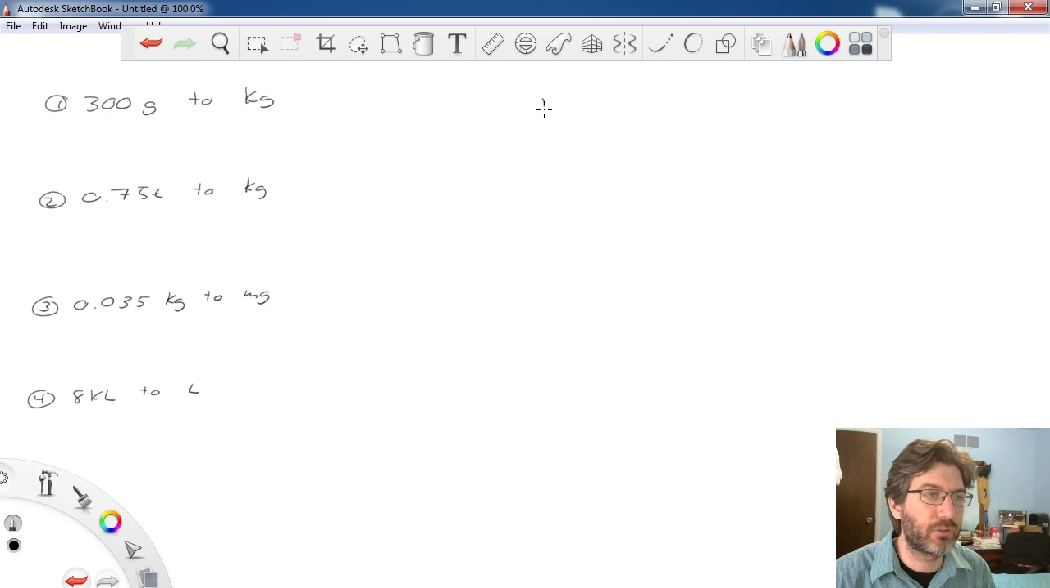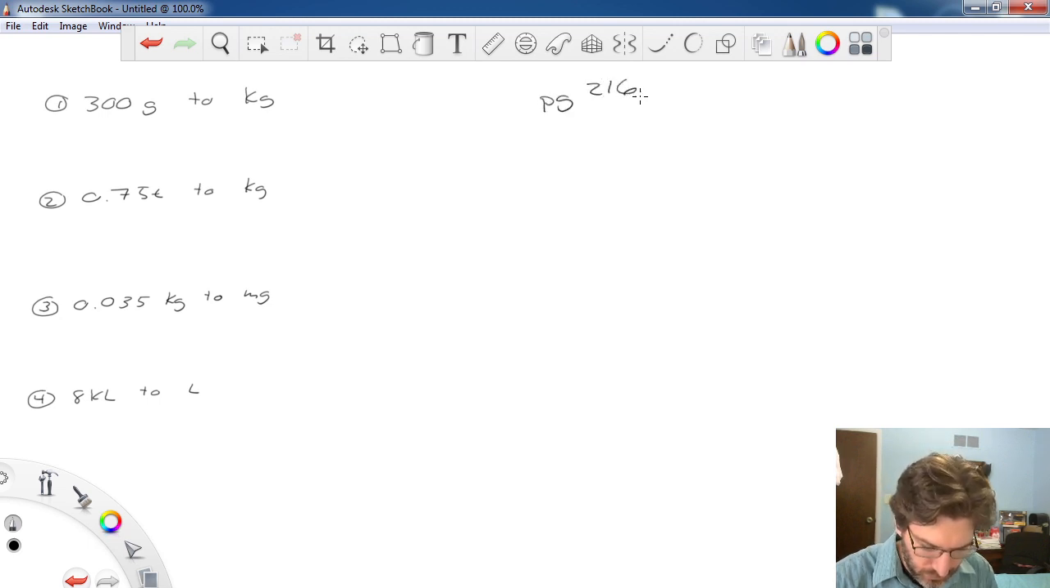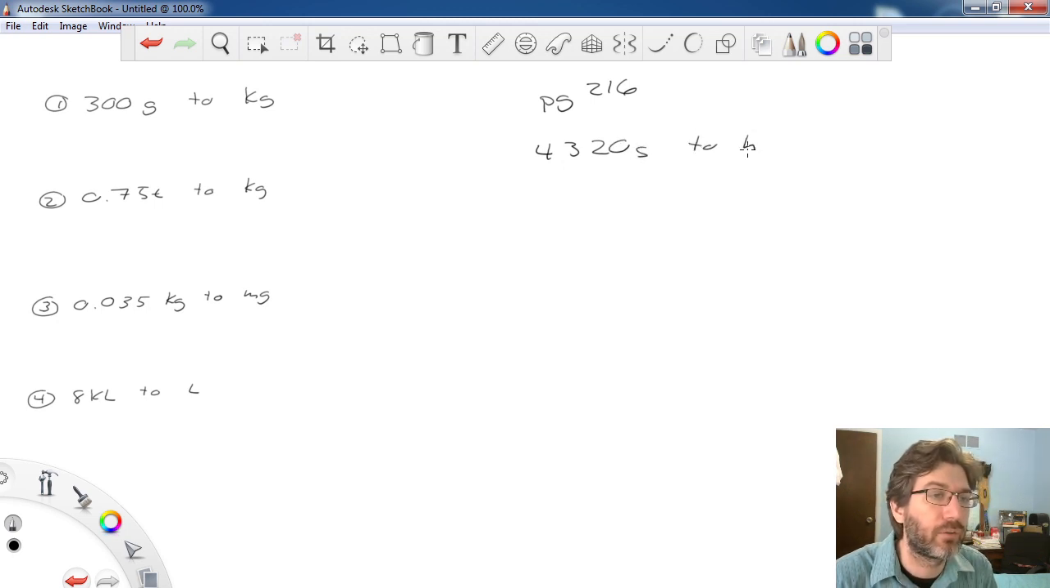Number 7. This is also from yesterday, Catherine. Page 216, number 7 is 4320 seconds to hours. This one you probably have to do in a couple steps because you don't know how many seconds are in an hour off the top of your head, or maybe you do because it's not too difficult to figure out. But we're going from seconds to hours here.